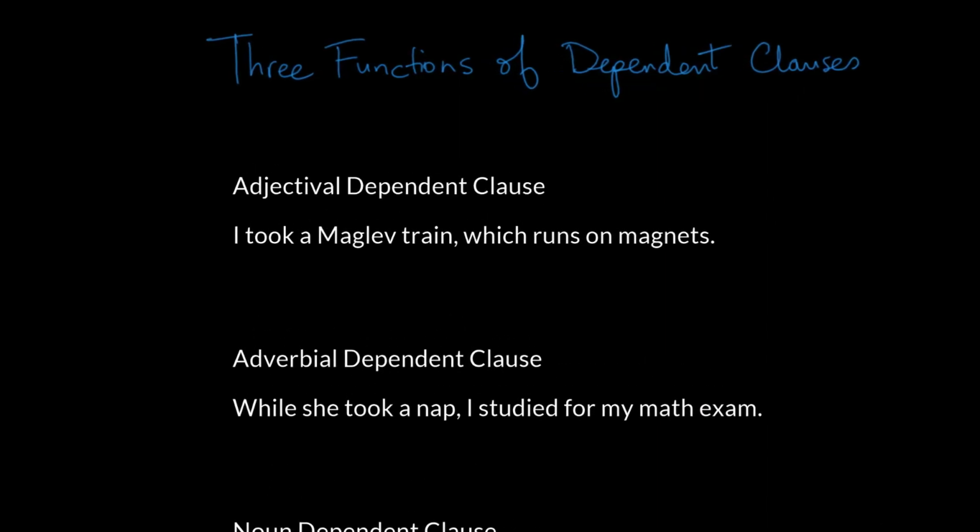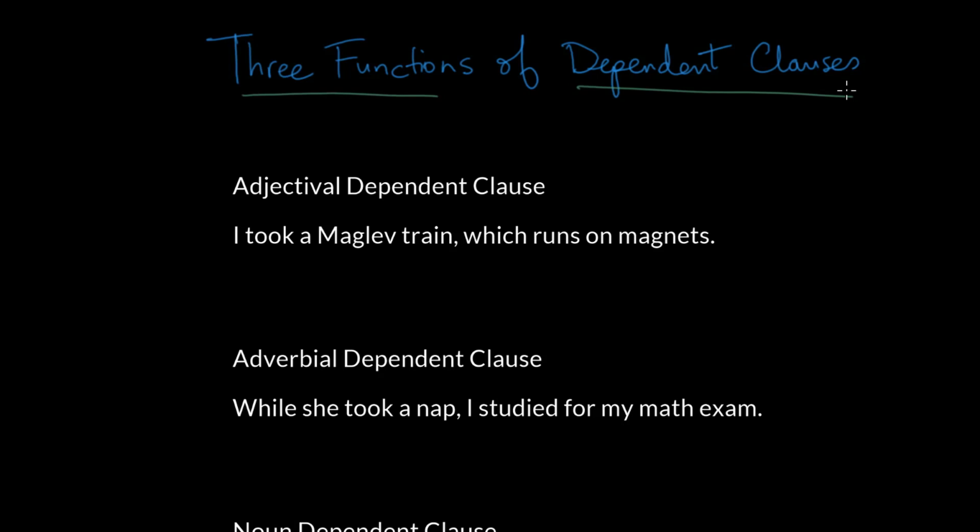In this video, I'd like to discuss three different functions that dependent clauses can have in a sentence. Now, we know that most of the time a dependent clause has a subject and a verb, and it's attached to an independent clause. It cannot stand by itself as a sentence, but it has to be attached to the rest of the sentence. So that's all well and good, but we might still like to know a little bit more in terms of what the dependent clause is contributing to the sentence. How is it functioning? And that's what this video is about.